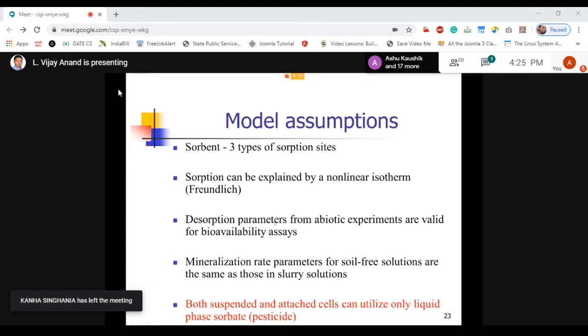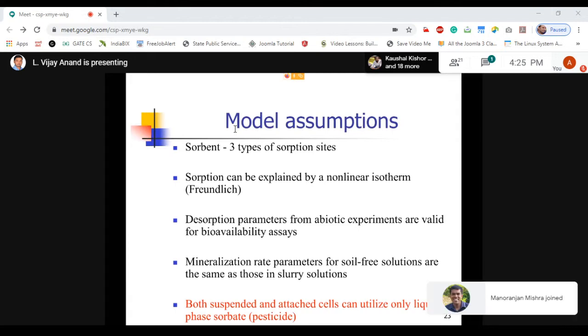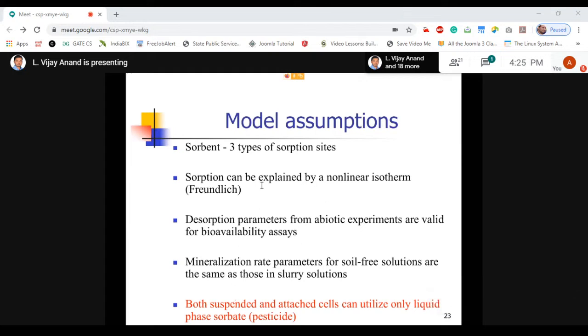Going to the model assumptions, as I already mentioned, there are three types of sorption sites available in the adsorbents: equilibrium, non-equilibrium and non-desorption sites. As we have seen in these sorption experiments, the isotherms follow a non-linear Freundlich type pattern, so that is applicable. We are trying to simulate or predict the degradation that can happen just by the aqueous phase degradation constants and see if the aqueous phase degradation alone can match the slurry based degradation. The third assumption is that desorption parameters from abiotic experiments are valid for biodegradation as is, and the mineralization rate parameters for soil free solutions are the same as those in slurry solutions.